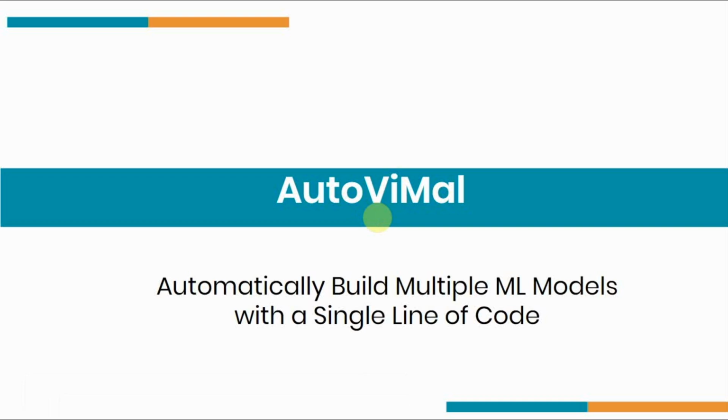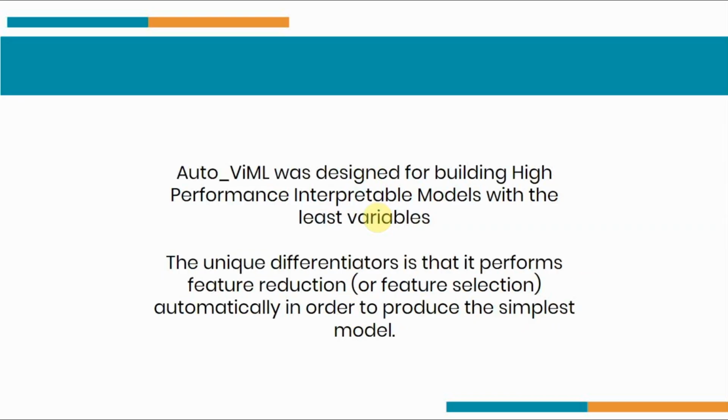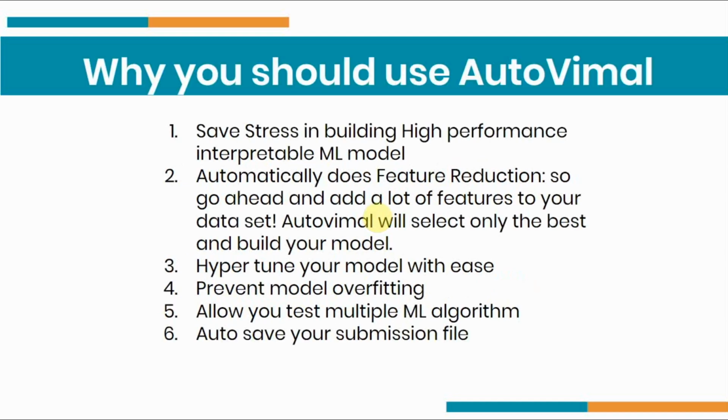AutoViML helps you automatically build multiple machine learning models in a single line of code. AutoViML was designed for building high-performance interpretable models with the fewest variables. The unique differentiator is that it performs feature reduction, so you can add all the kind of data you want to add, and we all know that the more features, the better the accuracy of your model. So it helps you perform feature reduction or feature selection, which automatically allows it to produce the simplest model.